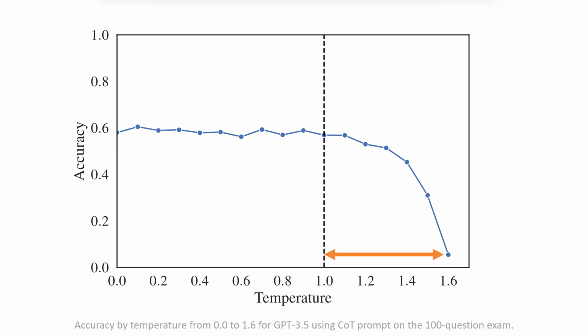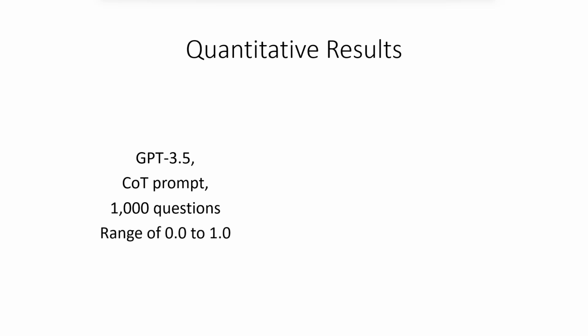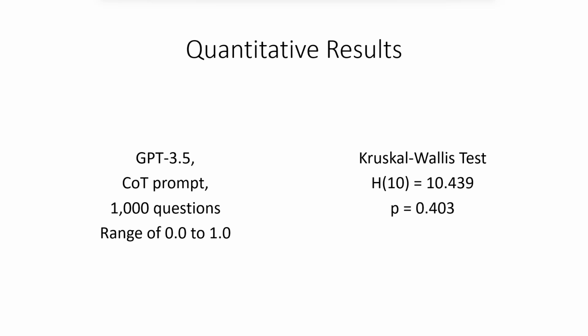After a temperature of 1.0, the accuracy rapidly deteriorated until the LLM produced no better than random guesses at a temperature of 1.6. We also performed a quantitative analysis of the data using GPT 3.5 with the chain of thought prompt on all 1,000 questions across temperatures from 0.0 to 1.0. The Kruskal-Wallis test yielded an H statistic of 10.439 with 10 degrees of freedom and a p-value of 0.403. At a significance threshold of 0.05, all changes we observed in performance as a function of temperature were not statistically significant.